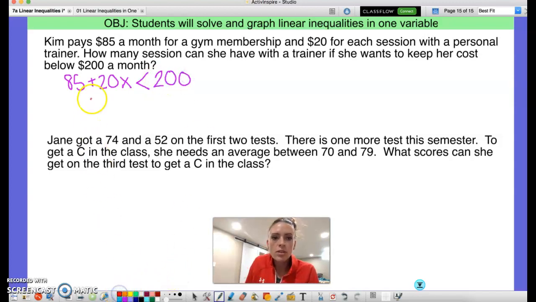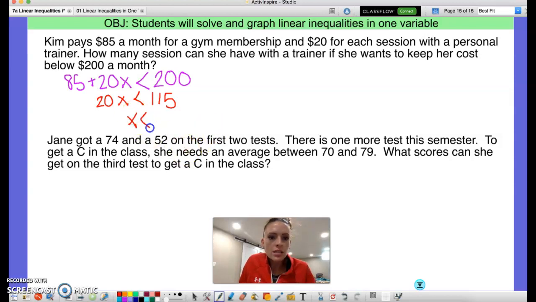Okay, so we're going to solve this by subtracting 85. So we'll have 20x is less than 115. And then when we do 115 divided by 20, we get a fraction. So we get 5.75. So x will be less than 5.75. So in other words, if she has 6 sessions, she'll go over $200. So how many sessions can she have? She can do 5 sessions.